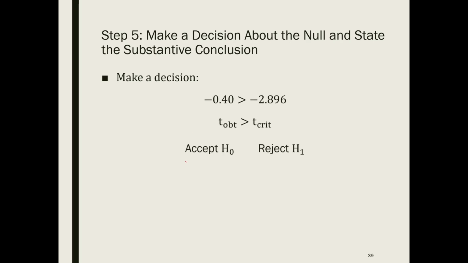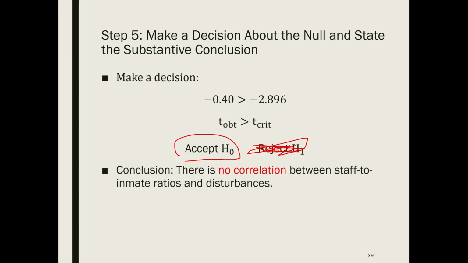So making a decision becomes very easy. We have to accept the null hypothesis. There is nothing to do with the alternative hypothesis. The null hypothesis is rho equals 0. The population correlation coefficient equals 0. So it suggests there is no correlation between staff to inmate ratios and disturbances. So basically those two variables are not statistically correlated to each other. Okay, so this is the second example.